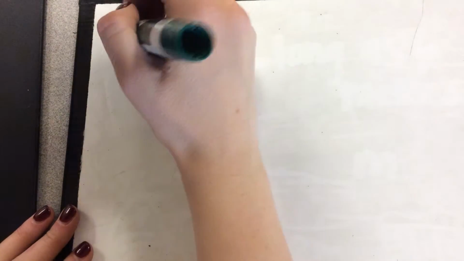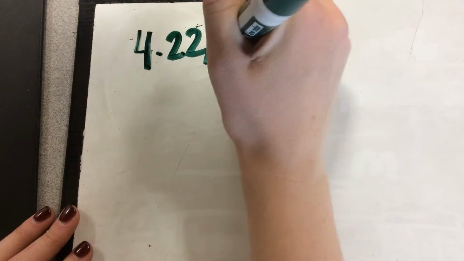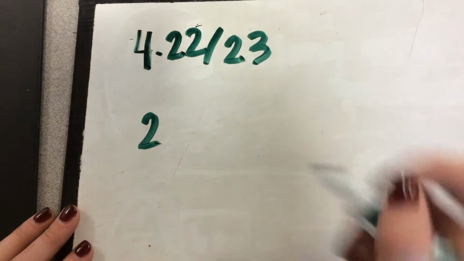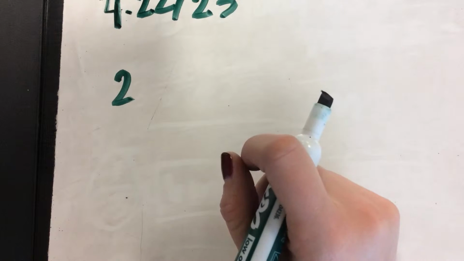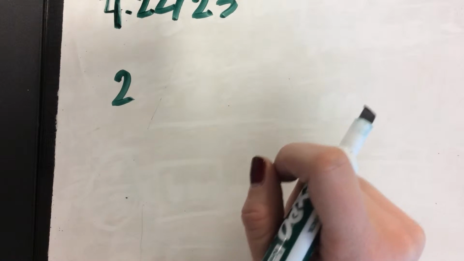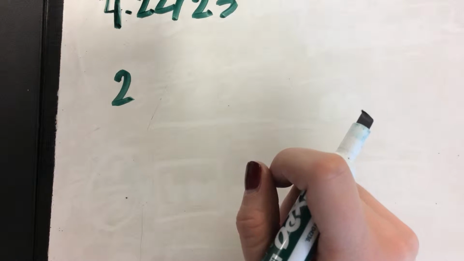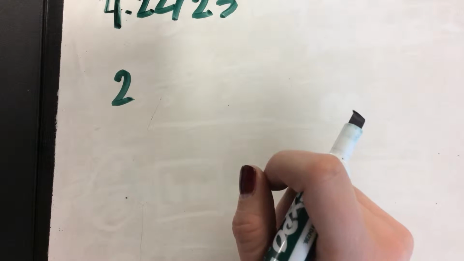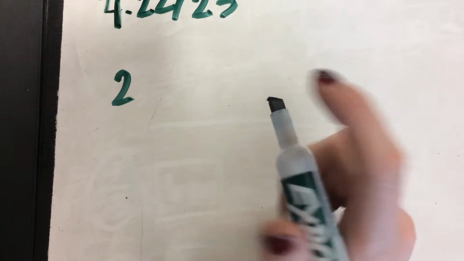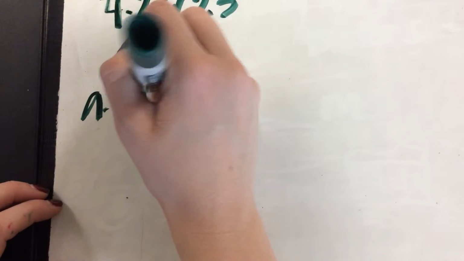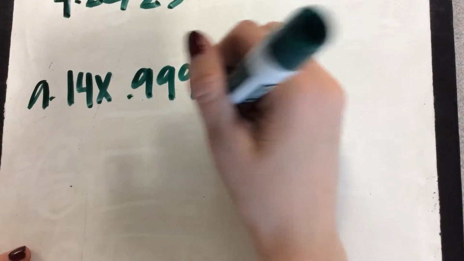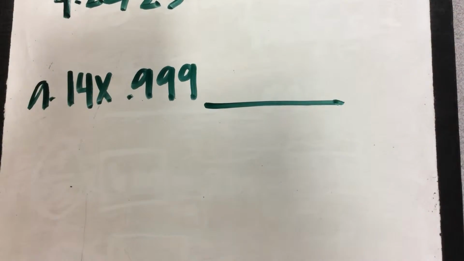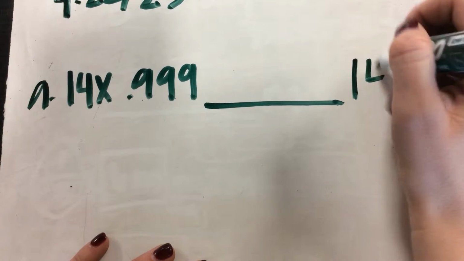Going to do homework, page 422/23, number 2. It asks us to write a statement using one of the following phrases to compare the value of the expressions, then explain how you know. So our options are is slightly more than, is a lot more than, is slightly less than, or is a lot less than. So our first one, A, is 14 times 999 thousandths is something compared to 14.